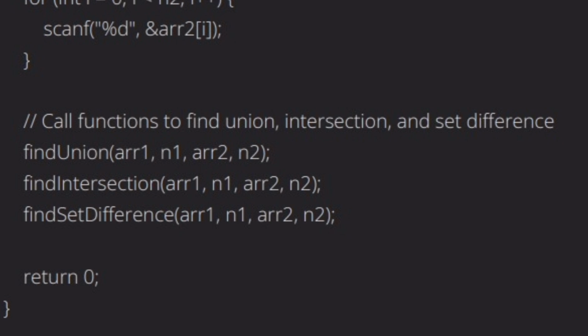Now, what is duplicate handling? The current code assumes that the input arrays do not contain duplicate elements. If duplicate elements are present, the results might not be accurate. So modifications would be needed to handle duplicates correctly. Then there is the function call to find union, find intersection and find set difference. This program ensures correct functionality and avoids duplicates when performing set operations.